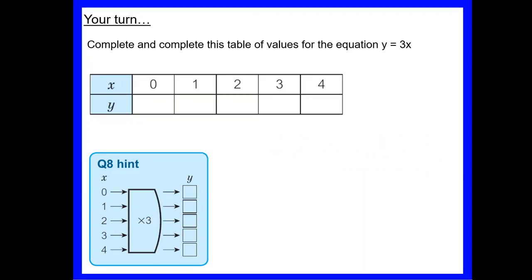Okay, so it's your turn then. You're asked to complete the table of values for the equation y equals 3x, and then have a go at drawing the graph. Now again, down here, that's your hint, so you could use a function machine. 3x means 3 multiplied by the x coordinate. So we're going to take the x coordinate and times it by 3 to get our y coordinate. Pause the video, have a go now.